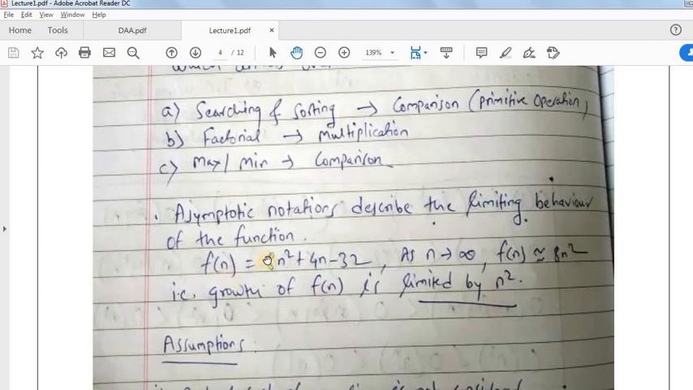As I can see, if I increase the value of n starting from 0 towards infinity, f of n will be approximately equal to 8n square, and these 4n or 32 can be assumed as constants or minor terms, and we should focus on this major term 8n square. So I can conclude the growth of function f of n is limited by n square. So n square acts as an asymptotic notation for a function f of n. It is giving us the higher limit.